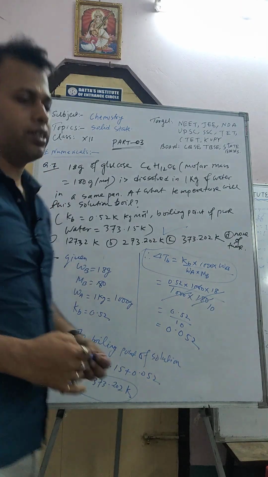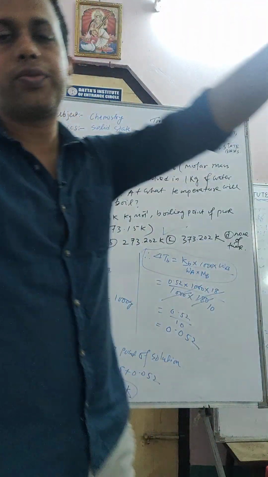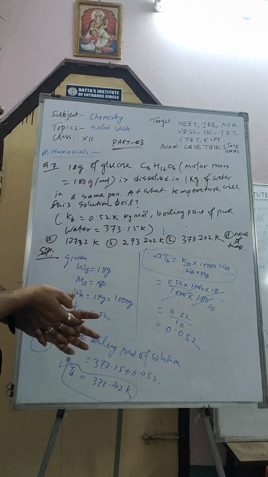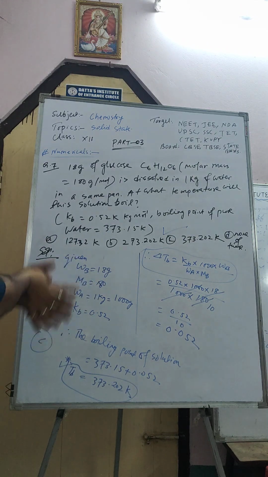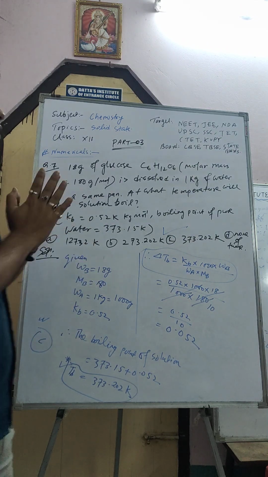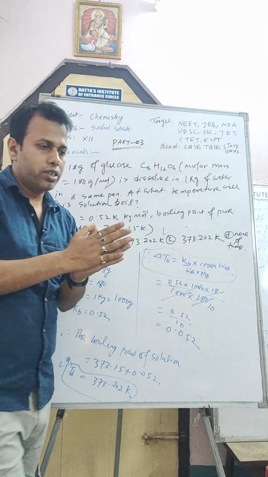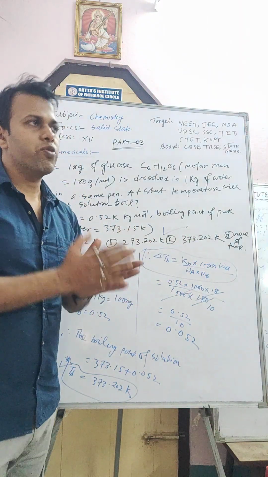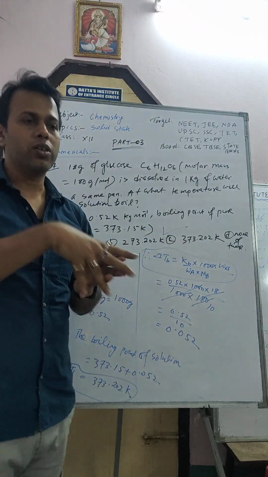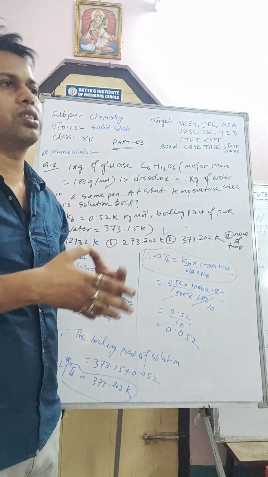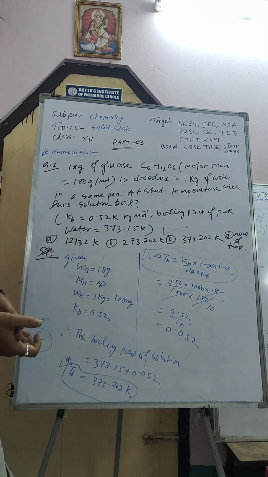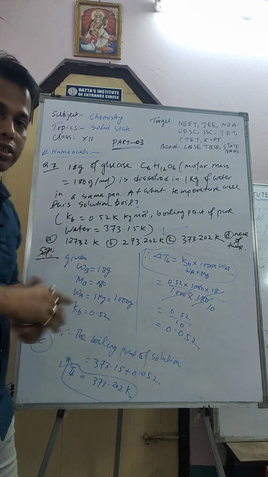So let me explain again in short. There is one question: 18 gram of glucose, whose molar mass is given, is dissolved in 1 kg of water in the same pan, and at what temperature will the solution boil? If you take pure water, then the boiling point will be 100 degrees C. If you mix something in water, it becomes impurities, and due to impurities the boiling point will be increased. So let's try to find out what will happen here.